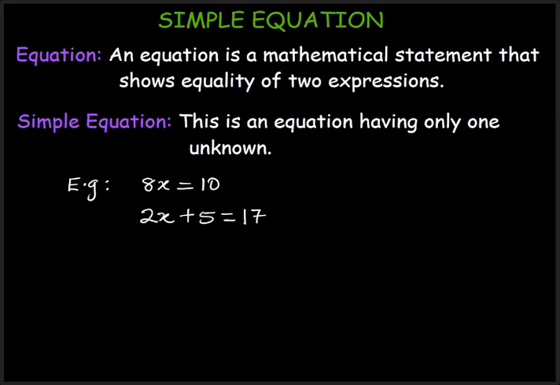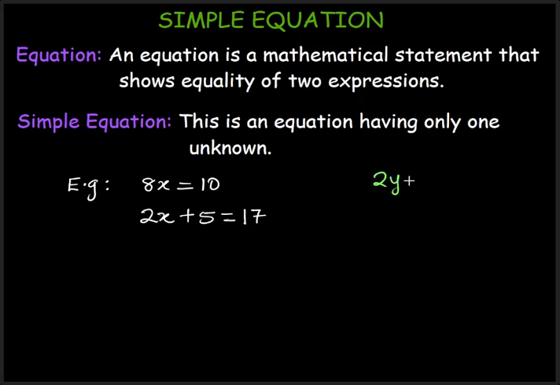So let's see, what are we going to talk about in simple equation? Or let's know what is an equation. An equation is a mathematical statement that shows equality of two expressions. Before now, our previous topic was algebraic expression, and I made mention that we have what we call expression and we have equation. Let me recap what I said, that an expression does not show equality, but an equation shows equality.